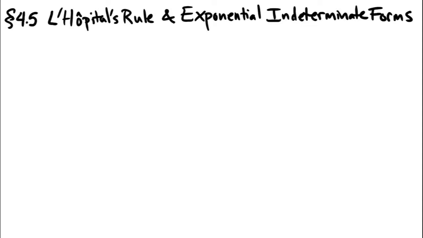In the last video, we were considering limits that look like this. We have a base function which is changing, and a power function which is changing. And when we use substitution, we get one of the exponential indeterminate forms, like 0 to the 0, 1 to the infinity, or infinity to the 0. And we developed the following strategy for computing these limits.